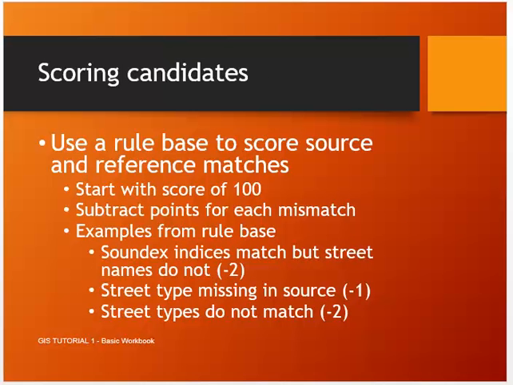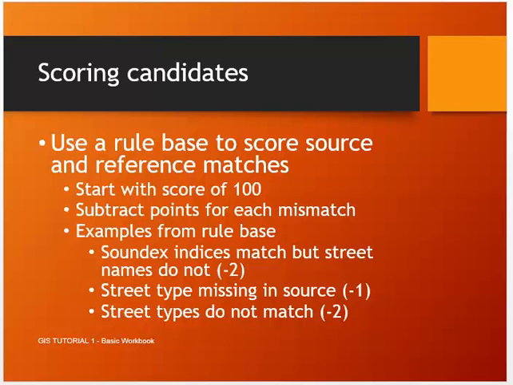So it uses a rule-based approach to score the data. It starts with a score of 100, and it subtracts points for each mismatch. Say that 3 times fast. So the street names may not match. The street type may not be there.